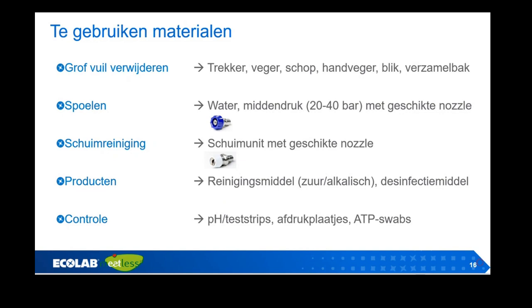Then the products, of course, your cleaning agent. It can be acid or alkaline. I will tell you more about it. And then the disinfection product. And then you have the last step, and that's the check. You can do it with pH strips, also the microbiological plates, the ATP swabs. I will also tell something about it later.